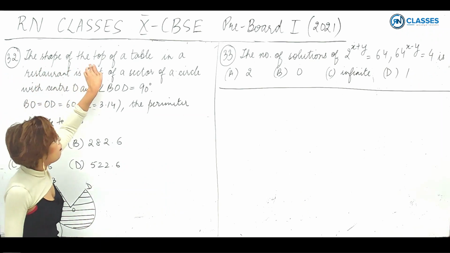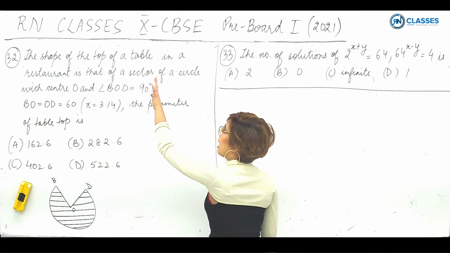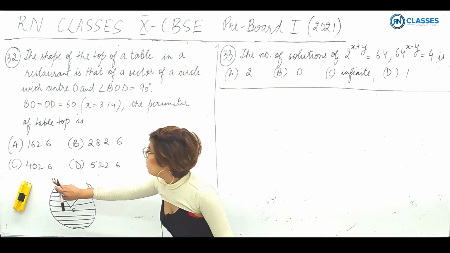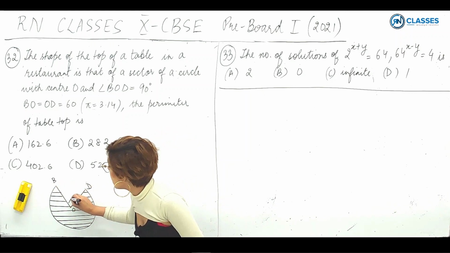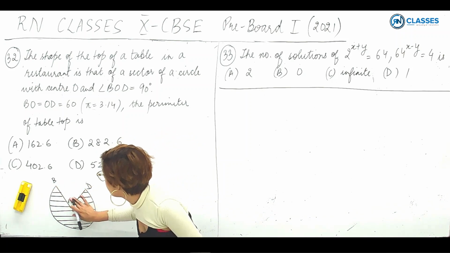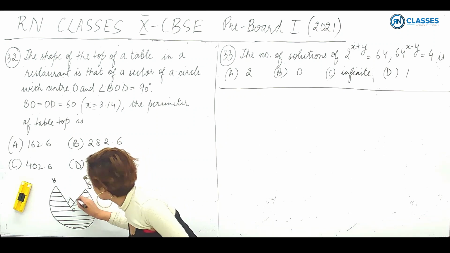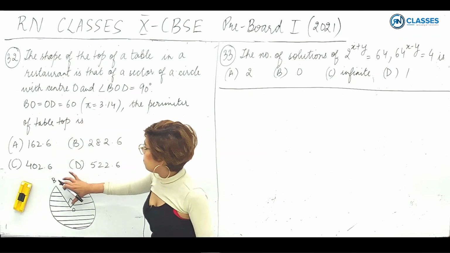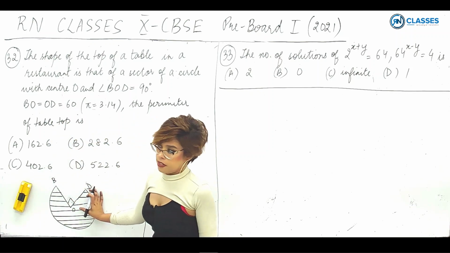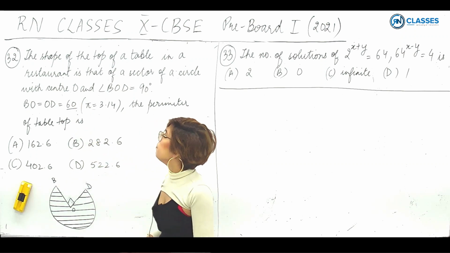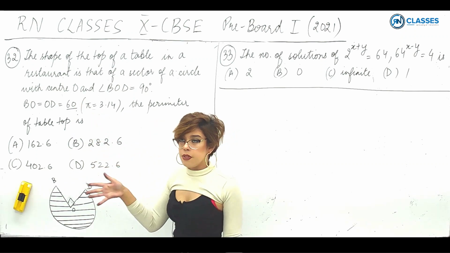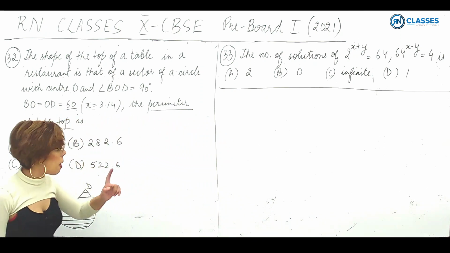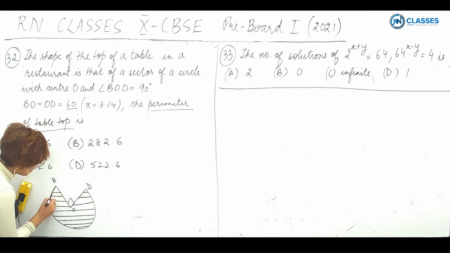The shape of the top of a table in a restaurant is that of a sector. This is the sector with center O and angle BOD as 90. So this angle is 90 degrees. Obviously radius is equal to 60. Pi is equal to 3.14 that you need to take. You need to write the perimeter of the tabletop. Now perimeter is the boundary. That means I need to evaluate this.